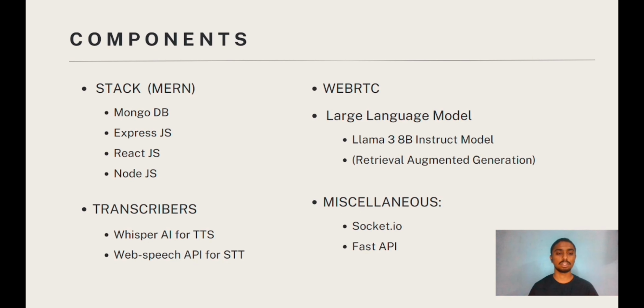Heading forward, the main components of this project are the MERN stack, which constitutes MongoDB, Express, React, and Node, and the transcribers, for converting text to speech and speech to text. We are using Whisper AI powered by OpenAI for transcribing text into speech. Also, we are using the Web Speech API, a JavaScript library, for converting speech into text.